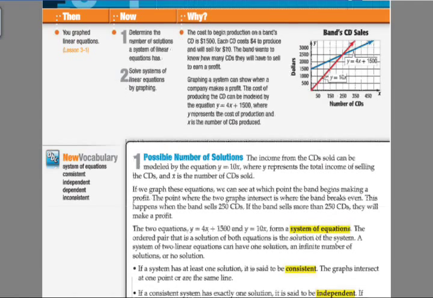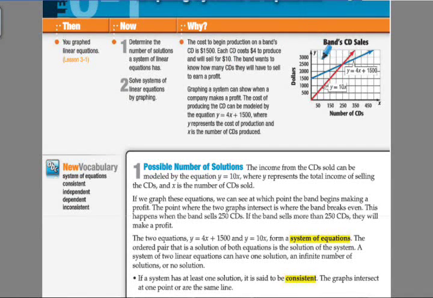This first one, we're going to look at this problem up here, this bands, CDs. We have two equations in this problem. The CDs sold can be modeled by y equals 10x. And then we also have the formula for the cost of producing a CD, which is 4x plus 1500. We're going to take a look at these two equations at one time as a system of equations.